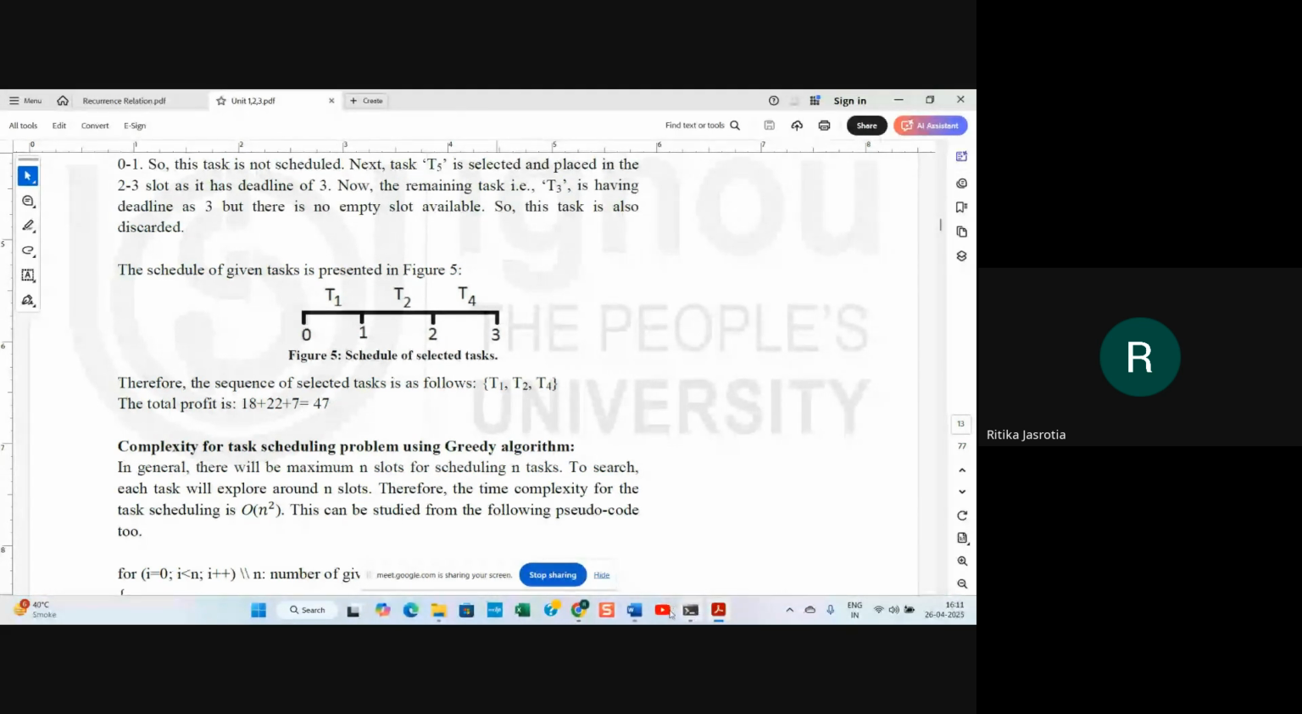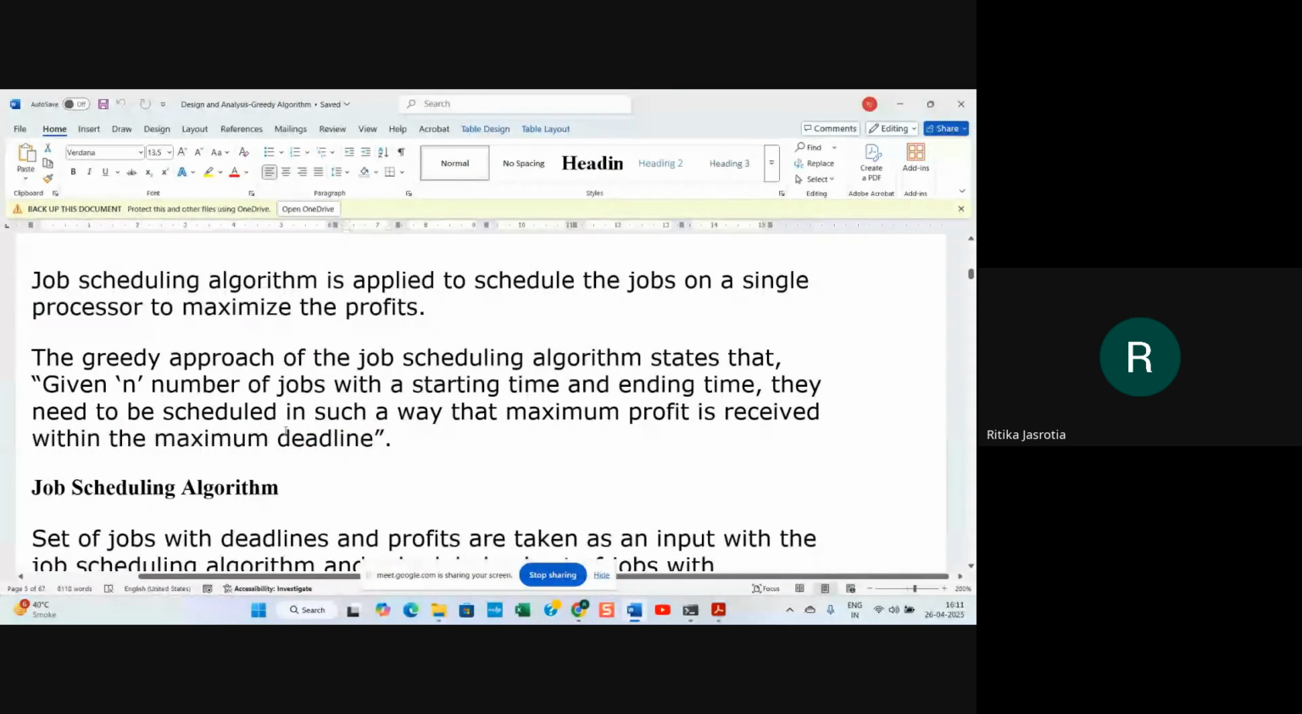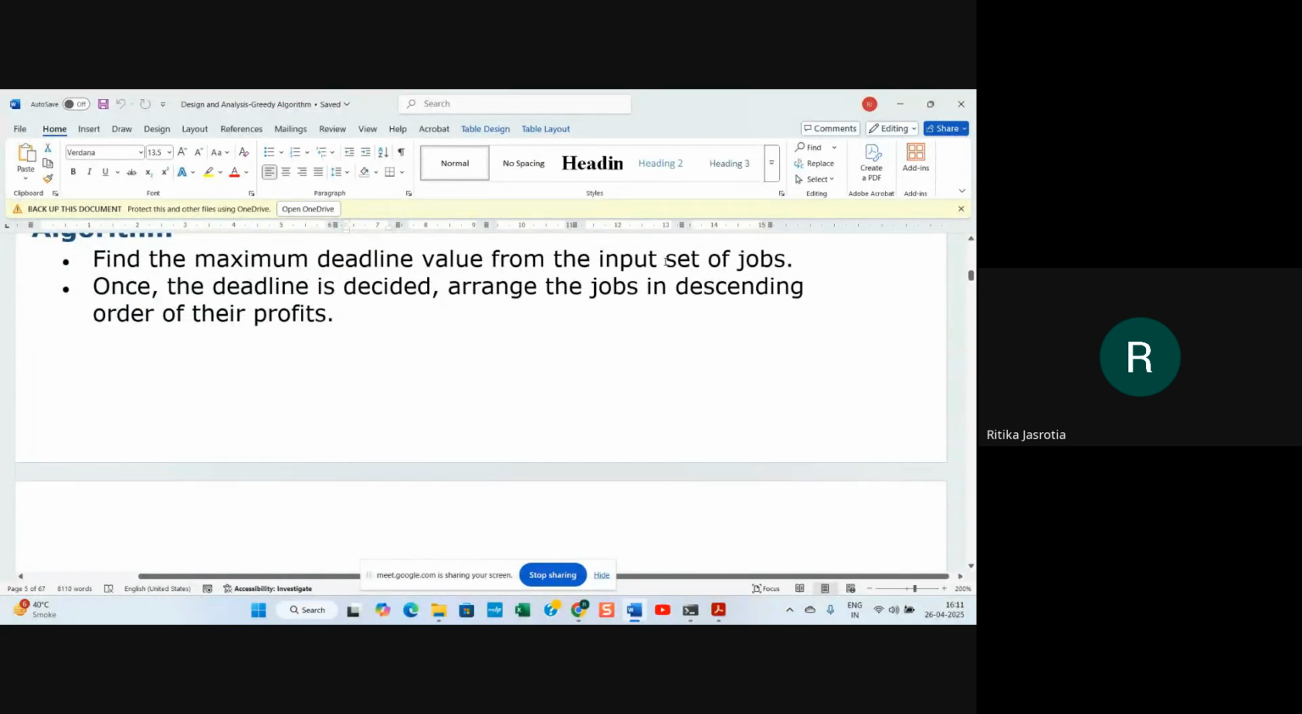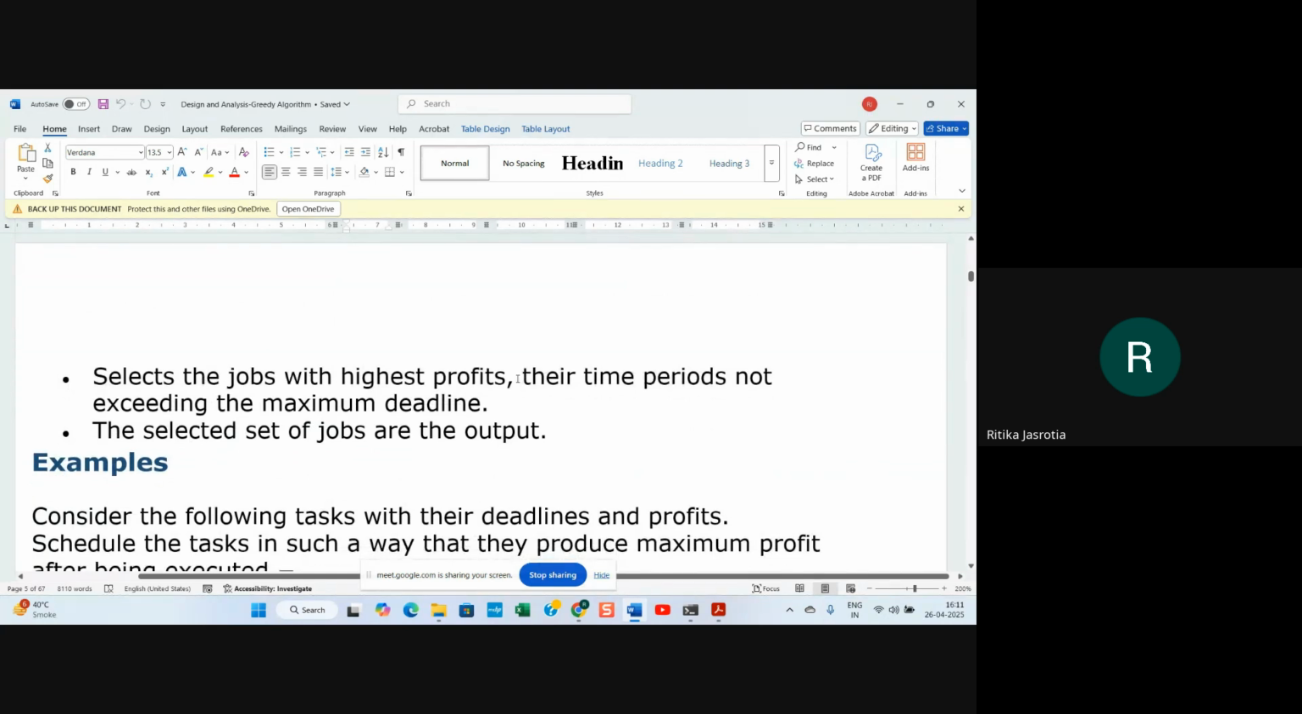So if we see in our example here, the job sequencing algorithm is applied to schedule the jobs on a single processor to maximize the profit. The greedy approach of the job scheduling algorithm states that given n number of jobs with a starting time and ending time, they need to be scheduled in such a way that maximum profit is received with the maximum deadline. So set of jobs with deadlines and profits are taken as input. So here find the maximum deadline value from the input set of jobs. Once the deadline is decided, arrange the jobs in descending order of their profits. Select the jobs with the highest profit, their time periods not exceeding the maximum deadline. The selected set of jobs are the output.